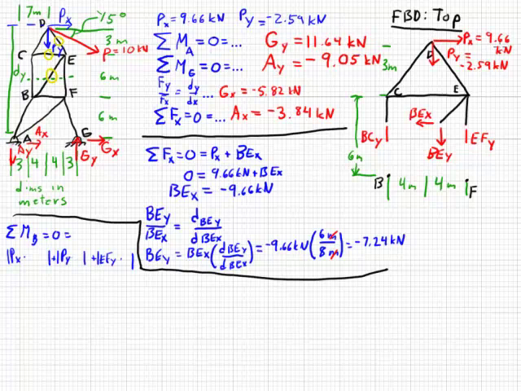PX is a horizontal force. It requires a vertical distance to point B. Here's the line of action of PX. It is 3 meters plus 6 meters in its perpendicular distance, so that's 9 meters. PY is a vertical force, so it requires a horizontal distance, in this case 4 meters, to point B. EFY is also a vertical force requiring a horizontal distance, in this case, 8 meters.